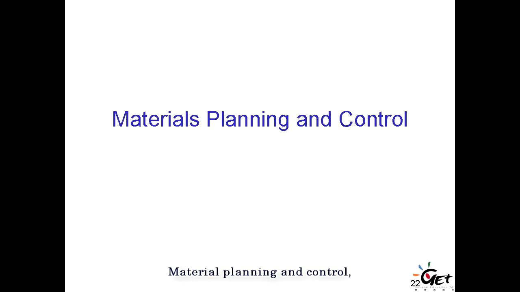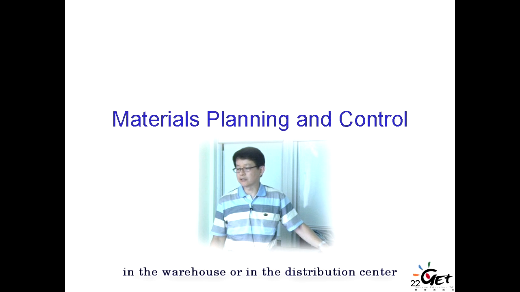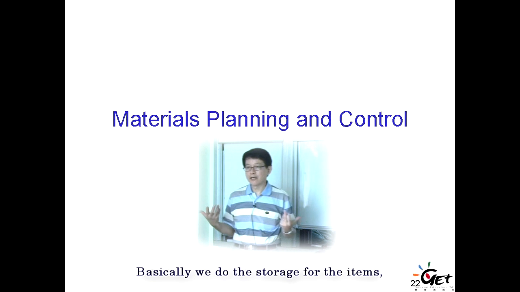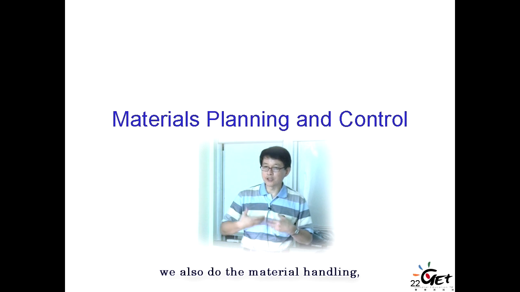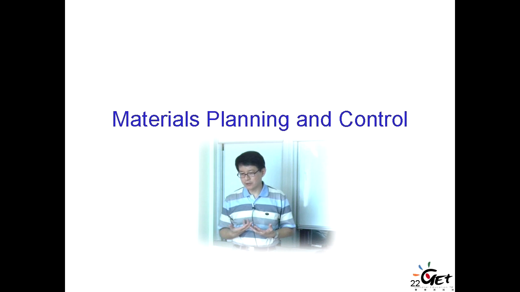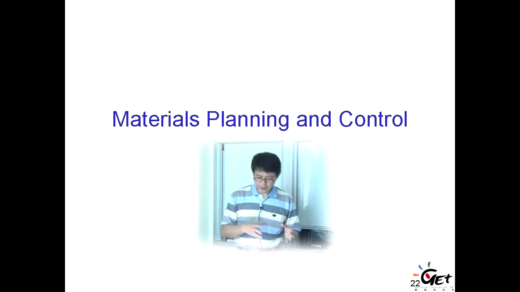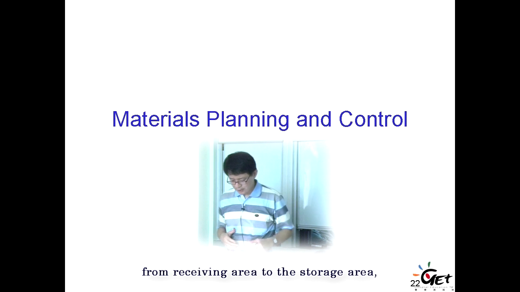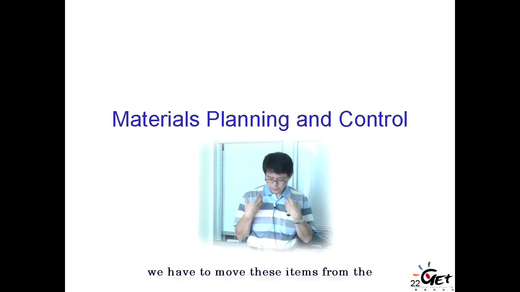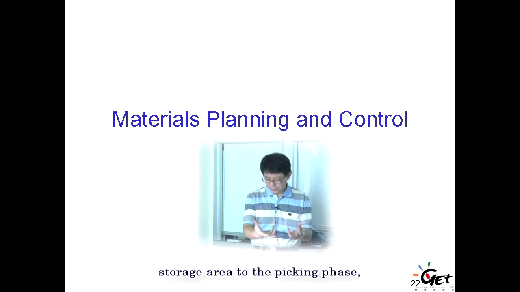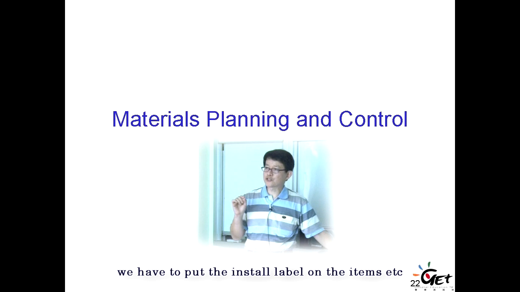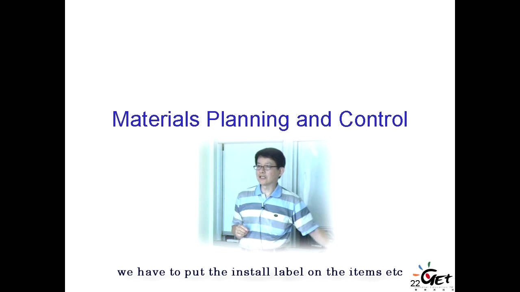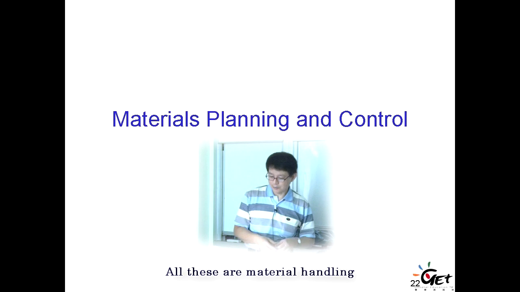Materials planning and control. In a warehouse or in a distribution center, basically we do the storage for the items. We also do the materials handling. We have to move the items from the receiving area to the storage area. We have to move these items from the storage area to the picking phase. We have to do the unpacking. We have to do the repacking. We have to put the in-store labels on the items, etc. All these are materials handling.